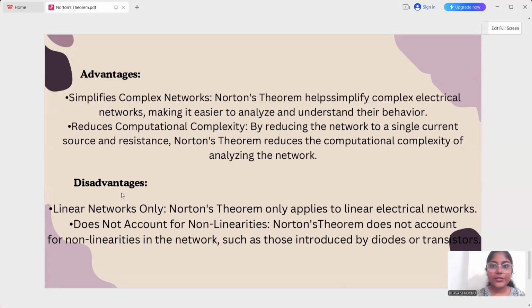And the disadvantages of this Norton's theorem are that it is applicable only for linear networks and it does not account for non-linearities. That is, non-linear elements, as power cannot be calculated by using this Norton's theorem. These are the only disadvantages of this Norton's theorem.